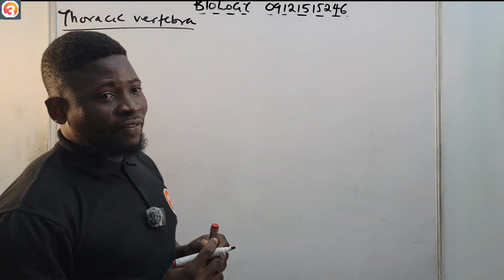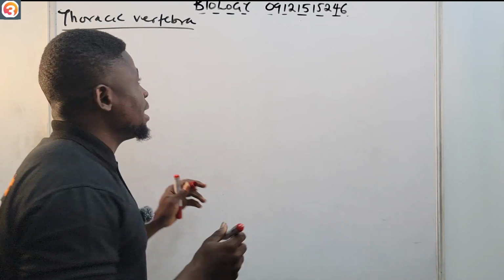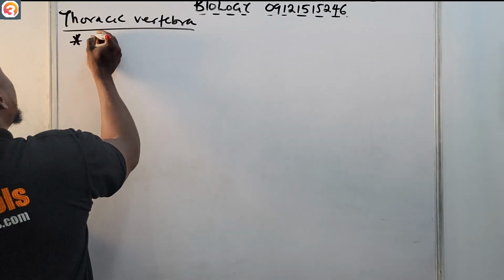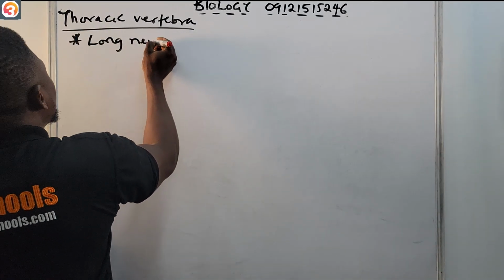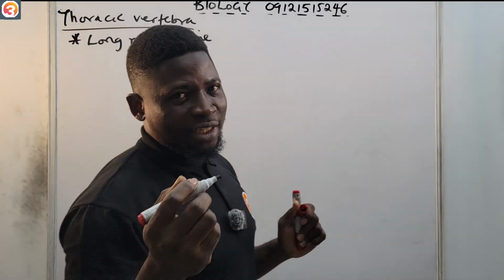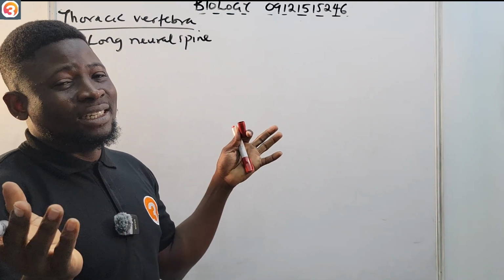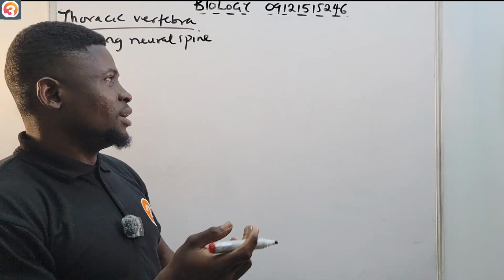Now, the thoracic vertebra is characterized majorly by a long neural spine. Let me please sketch the thoracic vertebra for you. Oh, I didn't actually sketch the cervical for you. Let us just do both.